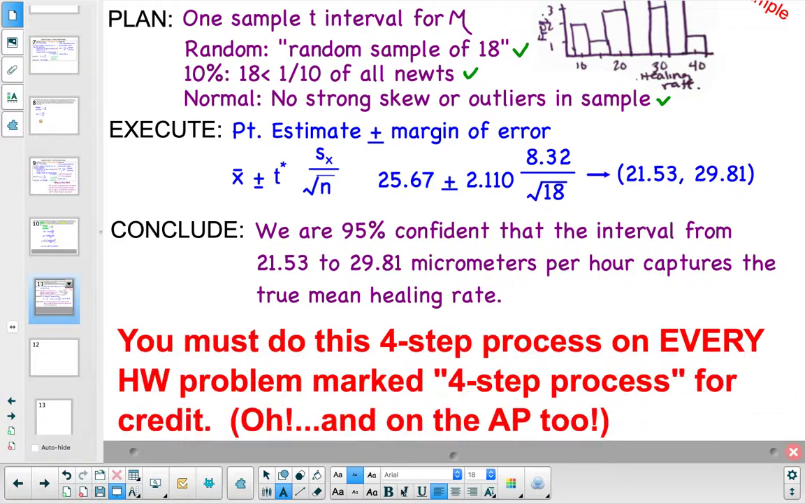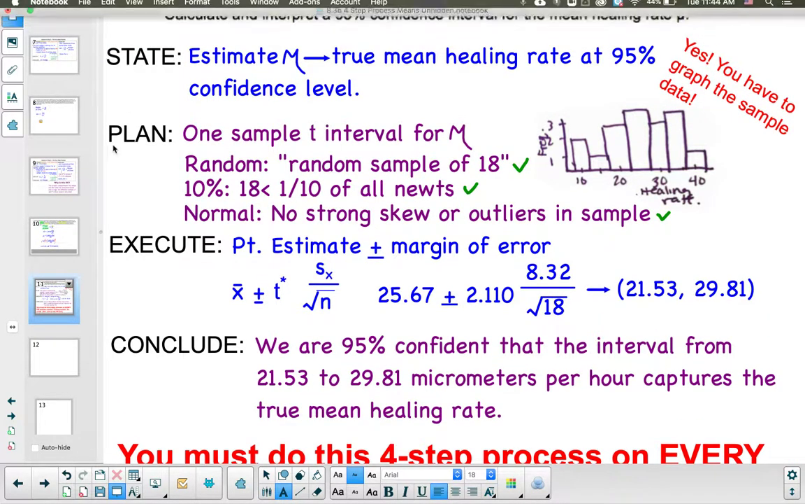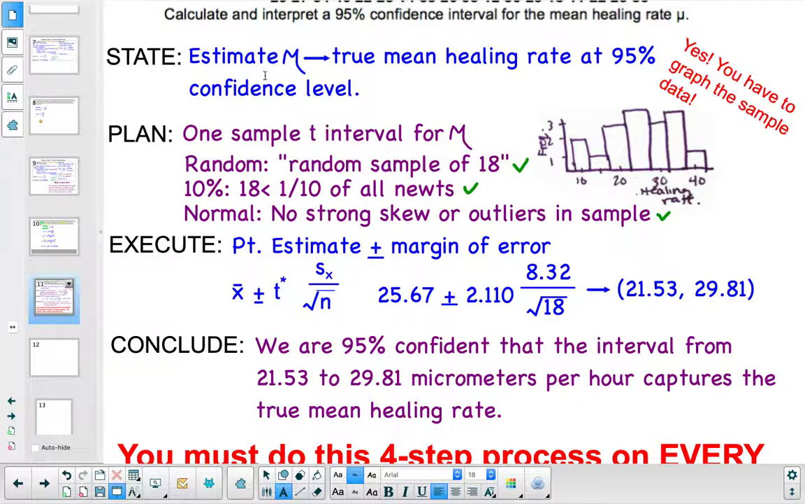Always provide context. So you must do this 4-step process on every homework problem marked 4-step process for credit. Oh, and on the AP too, and on our tests, of course. So that's everything you need to do. Write out SPEC. It'll help you remember what's in each step.